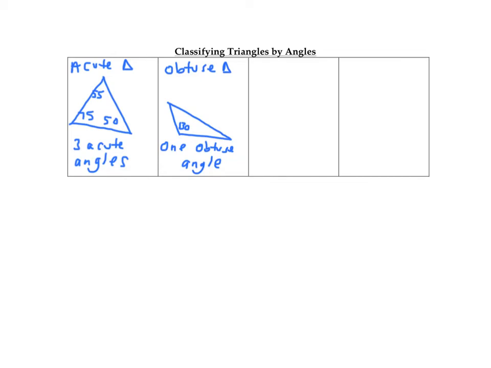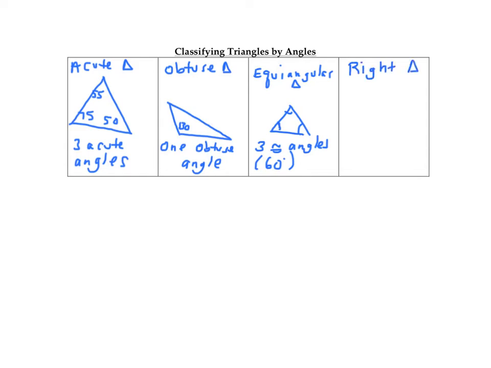The third case is an equiangular triangle, and that's a triangle where all three angles are equal. So we have three congruent angles. And we'll talk more about this in a minute, but each of those angles would measure 60 degrees. Finally, our last type of triangle according to the angles is a right triangle. A right triangle has one 90-degree or right angle.